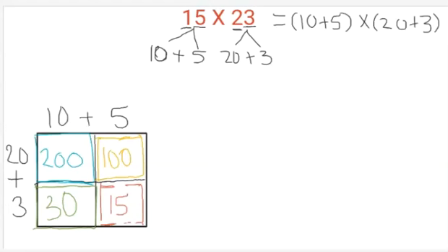Now I think to myself, how do I find my answer from these numbers? Well, since we decomposed, we broke apart 15 and 23 into simpler numbers, 10 plus 5 and 20 plus 3, I want to go back and add all our products back together to give us our final answer. So what I'm going to do is I see I have 200. So I'm going to write 200 plus 100. And we know that is equal to 300.